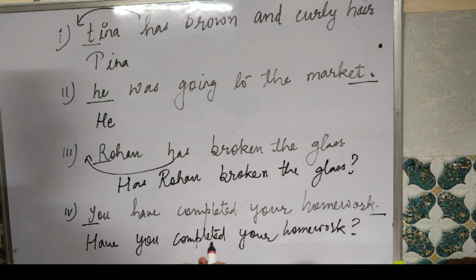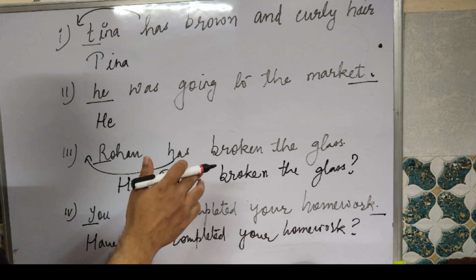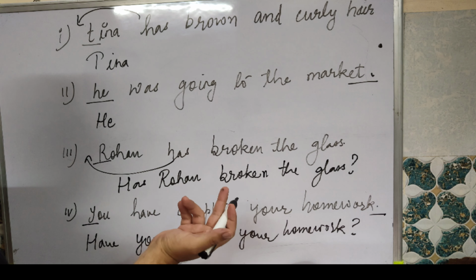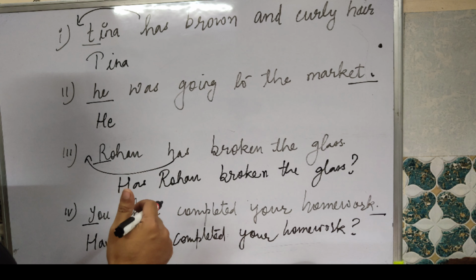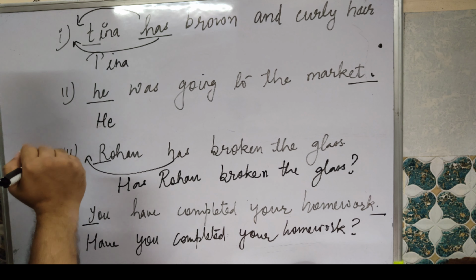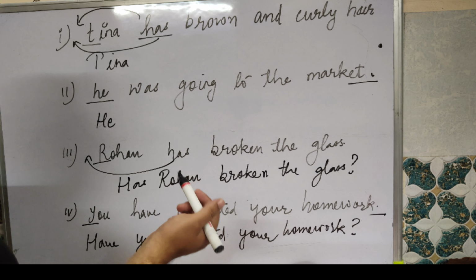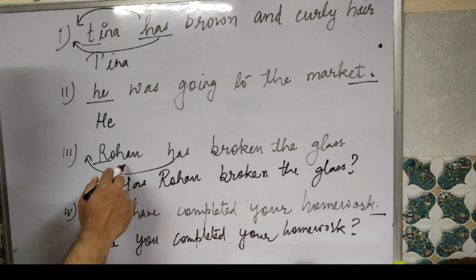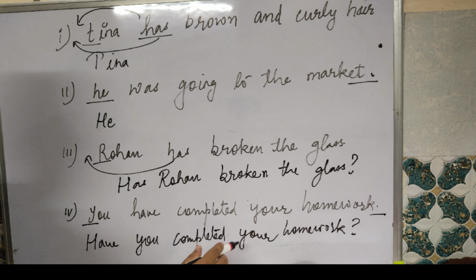So in the interrogative sentences, we can make the assertive and even the imperative as well into the interrogative one. How can we do that? By shifting the auxiliary verb and by adding a question mark at the end. So has Rohan broken the glass? Question mark. Have you completed your homework? Question mark. So this is how we can change the sentences.